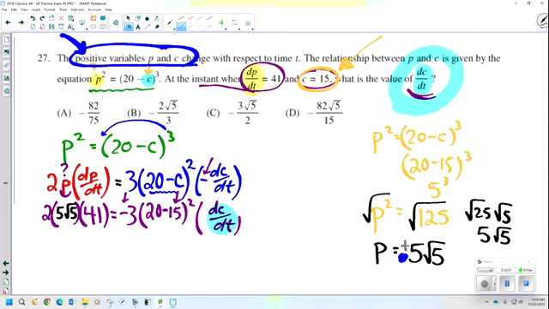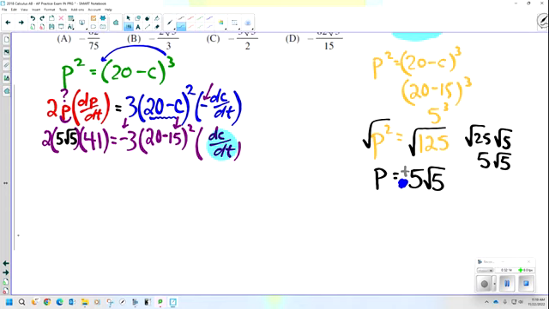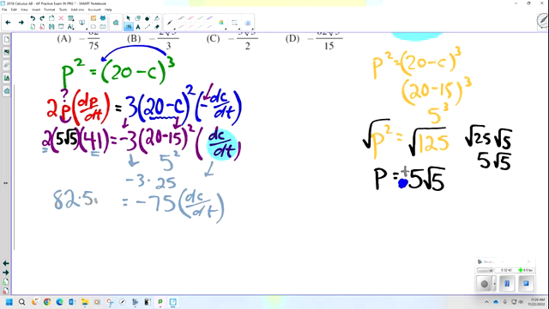Now I have only one unknown, which is dC/dt. And we're just going to use opposite math, combine like terms, do some simple algebra here. This again is 5, and I need to square it, which would give me 25, times my negative 3, which is negative 75 dC/dt, equals. All right, well, I'm going to multiply these two together and get 82 times 5 radical 5.